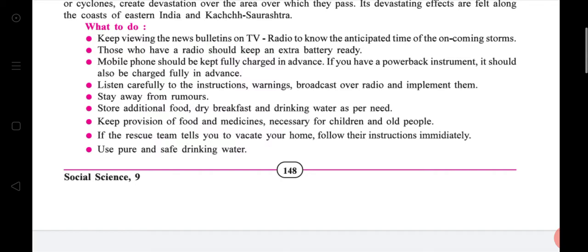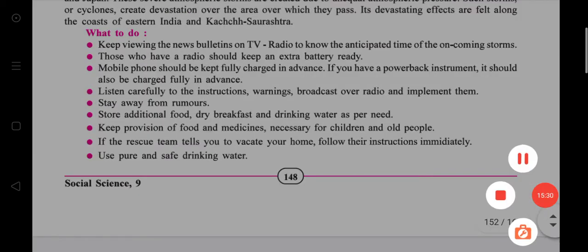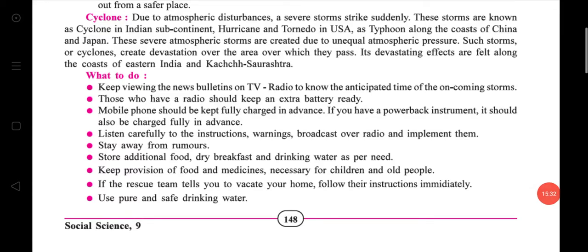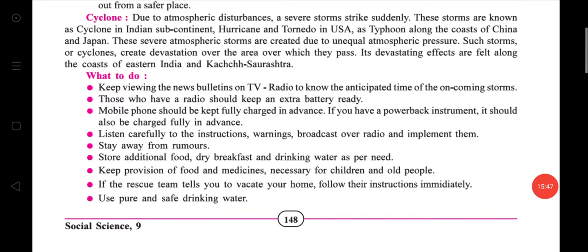Then the third one is the mobile phone should be kept fully charged in advance, because at the time of cyclone, the chances of a power cut increase. So at that time, your mobile phone should be kept fully charged, and the radio should keep an extra battery. So if the light is cut, you have an option: if you have a power bank, it should also be charged fully in advance.